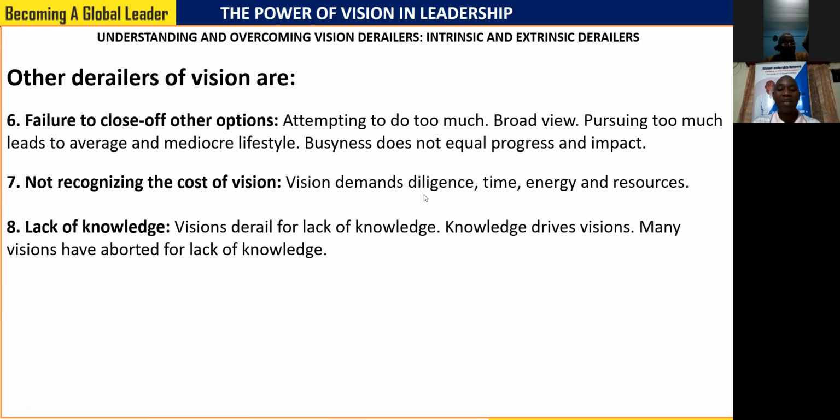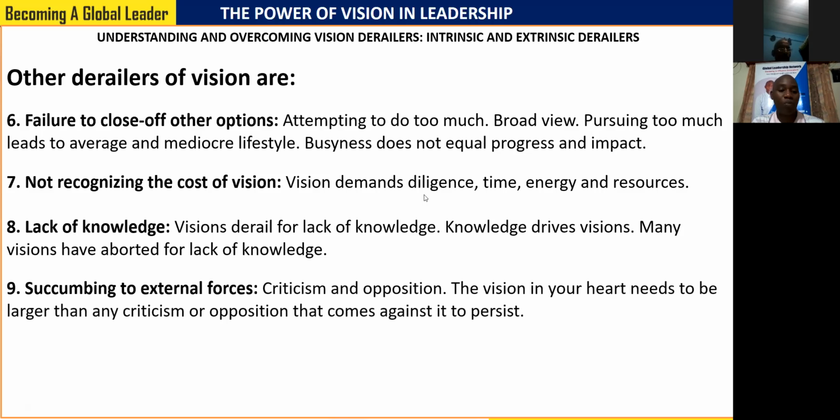Vision derails for lack of knowledge. Knowledge drives visions, and many visions have aborted for lack of knowledge. I'm sure there is quite a lot we have learned today, and this can help us to pursue our vision and achieve it, because there is that bank of knowledge in us now.